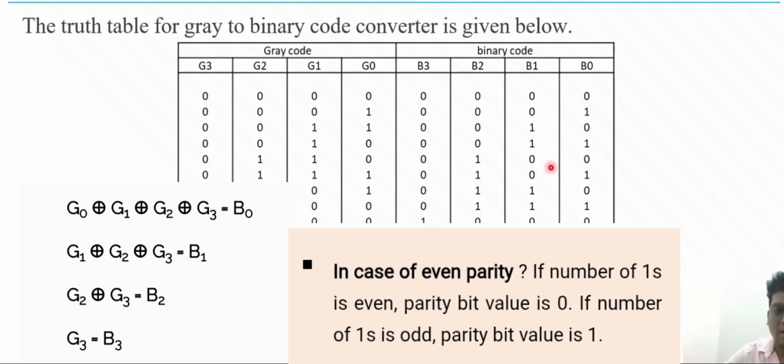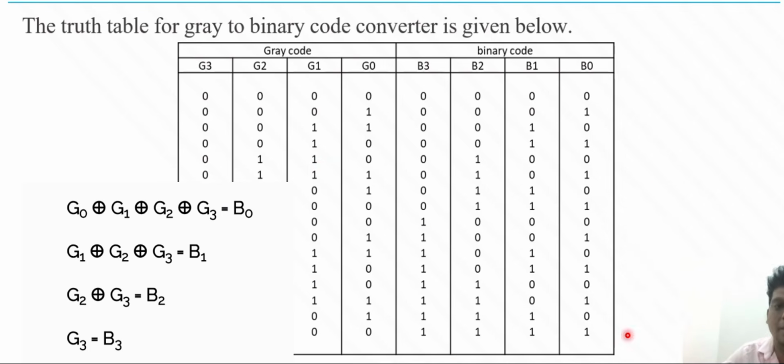For B1, we should check all 3 combinations. Here we are combining 0, 1, 1. The number of ones is even, so it is 0. Similarly for B0, the same combinations. You should calculate the number of ones. Whenever it is odd, you should put a 1. For B0, all 4 are exclusive-ORed. Here the number of ones is even, so it is 0. Here the number of ones is odd, so we put 1. Likewise, we should fill this in.